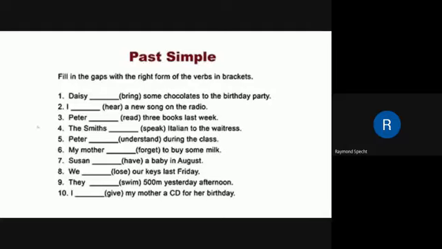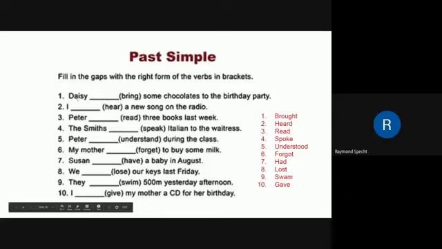All right, let's go over some answers here for our first page. Daisy blank some chocolates to the birthday party. Daisy brought. I blank a new song on the radio. I heard. Peter blank 3 books last week. Read. The Smiths blank Italian to the waitress. Spoke.